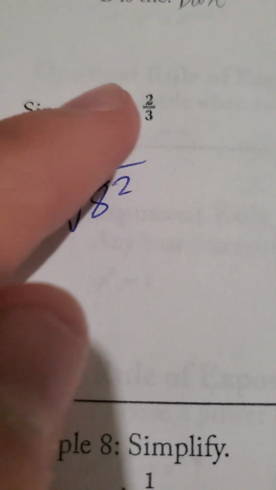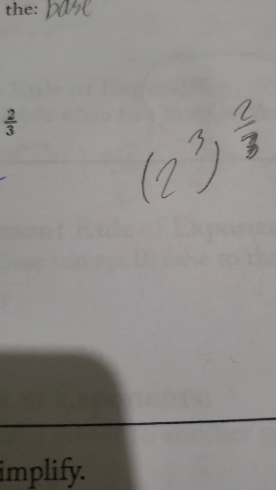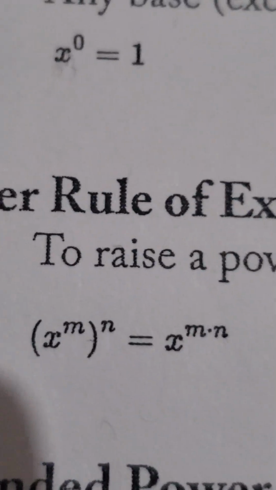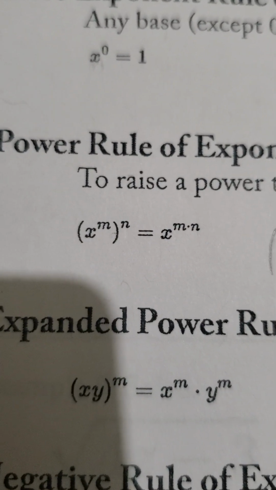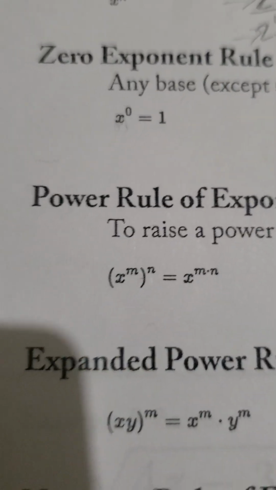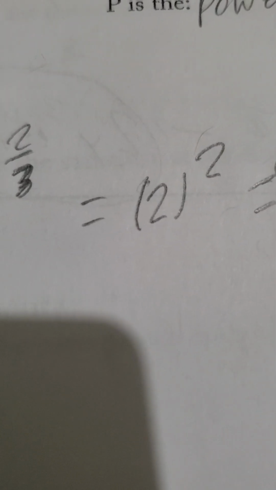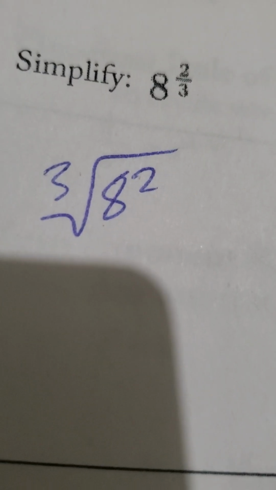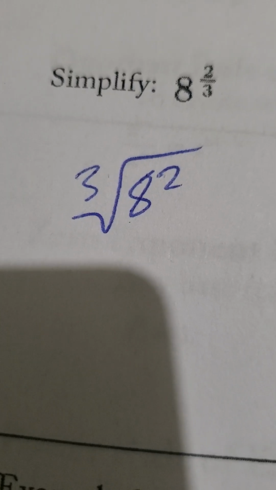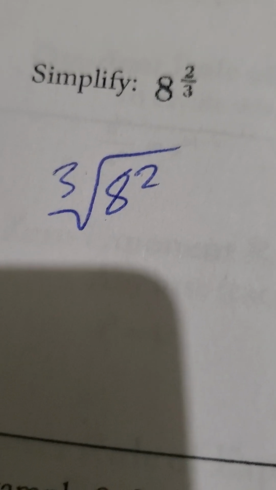So we substitute 8 with 2 cubed. And then remember our other rule from this page about the power rule of exponents, how x to the m to the n is just x to the m times n? Well, apply that back over here. 3 times 2/3 is 2. So therefore, this entire equation is just 2 squared, which is 4. And if you were to calculate this, you'd actually get your answer to be 4. But yeah, now that should mostly be it. I'm sorry for forgetting about that, but I'll see you guys.